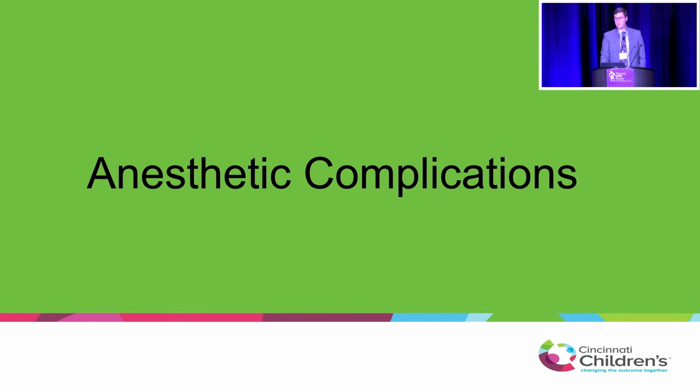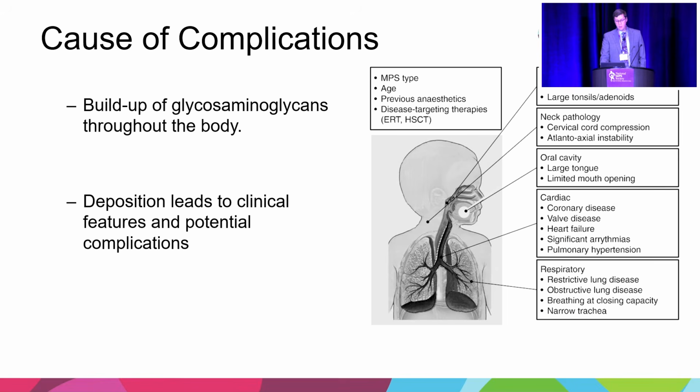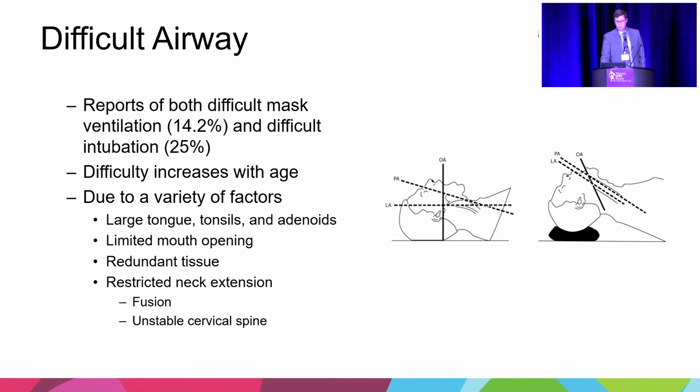So what are the specific complications that we see? Well, as with all things MPS, it's due to buildup of glycosaminoglycans throughout the body, and where those depositions occur leads to the features and the potential complications that we see. This image here is from a paper by Walker in 2013 and has a large number of considerations, but they fall into three main categories: airway, the cardiopulmonary system, and the neurological system, and that's where we'll focus our talk.